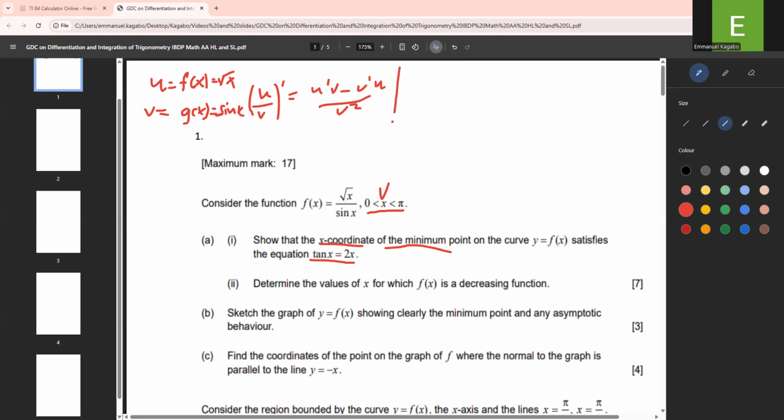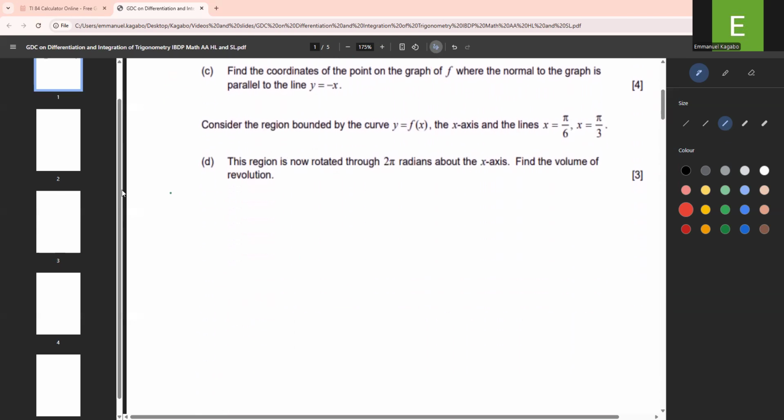The second thing that I want everyone to remember is they say the minimum point. How do we find the minimum point of a function? The minimum point of a function happens when the gradient of the function equals 0. And whenever I say gradient, I mean dy over dx. So whenever they ask to find the minimum point or maximum point, they mean the first derivative of the function is going to be 0. Okay, let us dive into the question now.